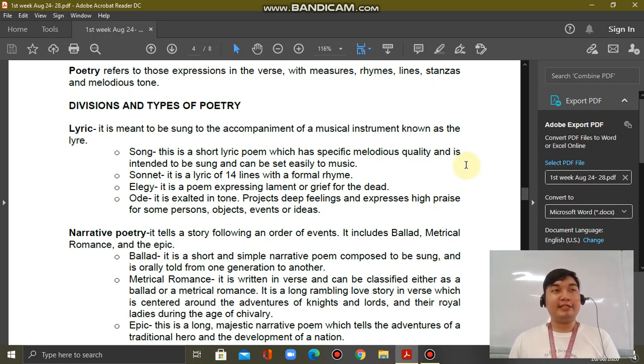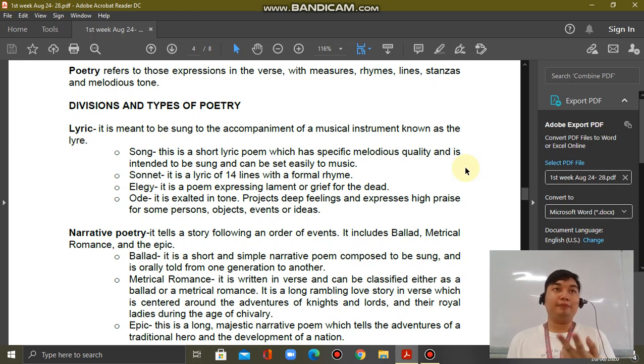So here are the differences of the three divisions: poetry, prose, and drama. So first, poetry is written in verse. It has measures, rhymes, lines, stanzas, and melodious tone. So you know the stanza, di ba? First stanza, second stanza. You were taught that in elementary, or probably you even recited "All Things Bright and Beautiful, All Creatures Great and Small" during your grade 1. So that was probably the first poetry that you read.